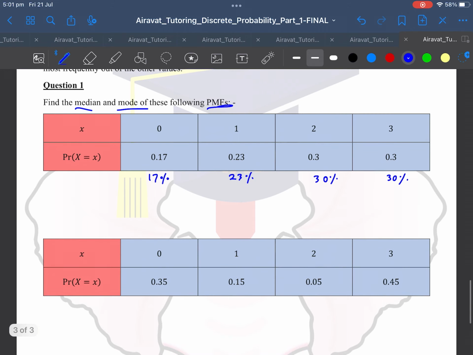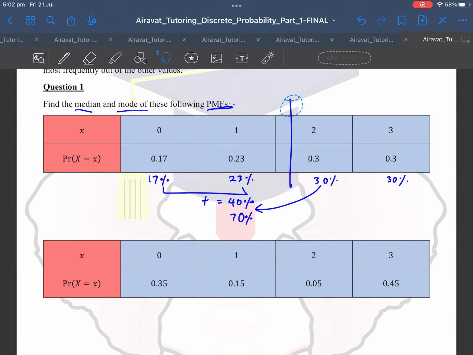Okay, now let's add 17% and 23% up. So I'm going to add these two up, and that will give me 40%, right? Again, we are looking for the 50% mark. So this 40% is still not quite to the 50% mark yet. So what I'm going to do is add another 30 from here, and that will make it 70%. So we can clearly see that median is going to be somewhere between these two values, one over here and one over here, somewhere in the middle, right?